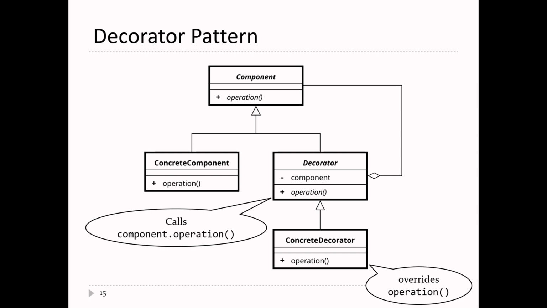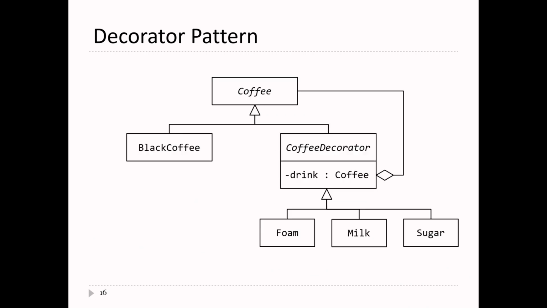Now again, you look at this and say, well, I have no idea how this solves the problem. Okay, so let's look at an example. This is a simple example using a decorator. Here I've got a class called coffee. It's abstract. It represents something that you can drink. Black coffee is my concrete class. It represents the simplest type of coffee that you can drink. Here's my coffee decorator. Internally, it has a reference to a coffee object, and I'm going to call that field drink. So how can you decorate a cup of coffee?